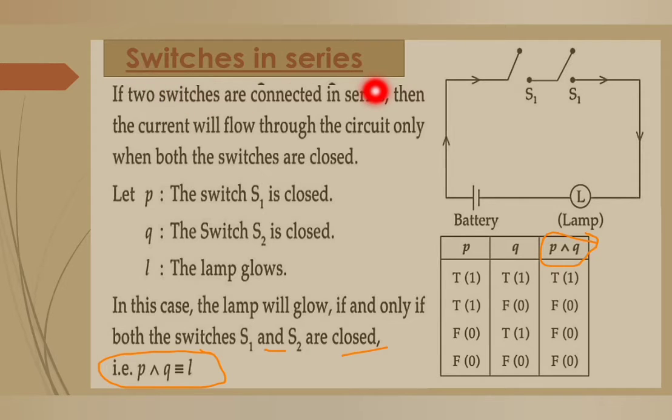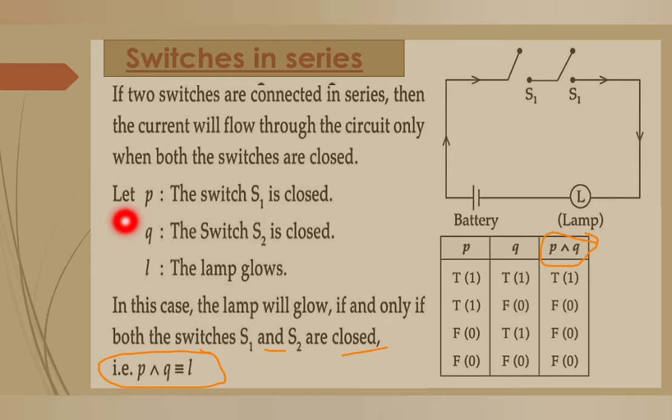Switches in series. See the diagram here. These are switches S1 and S2, connected in series. This position is called in series. If two switches are connected in series, then current will flow through the circuit only when both switches are closed. Remember, if both switches are closed, then current flows through this circuit.